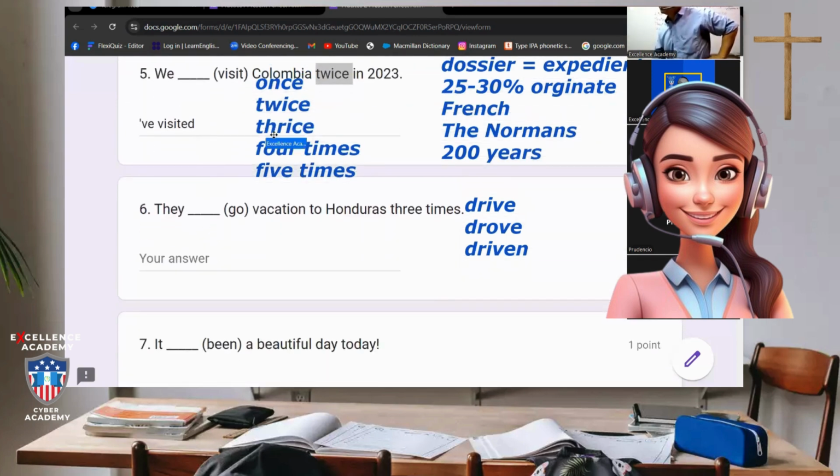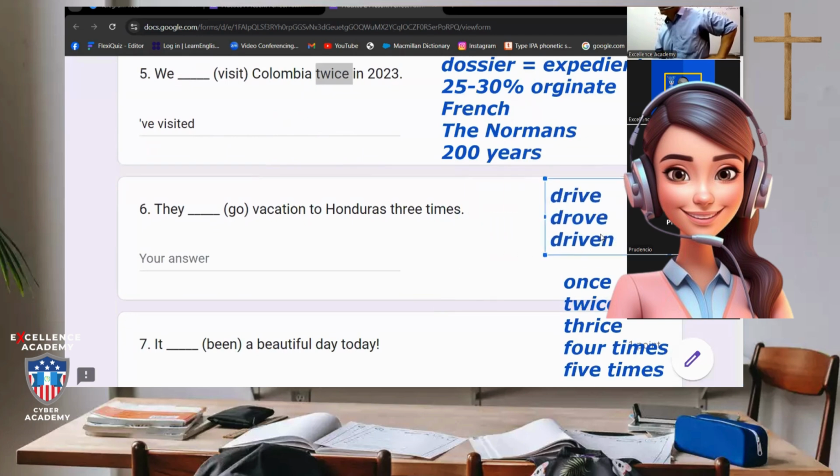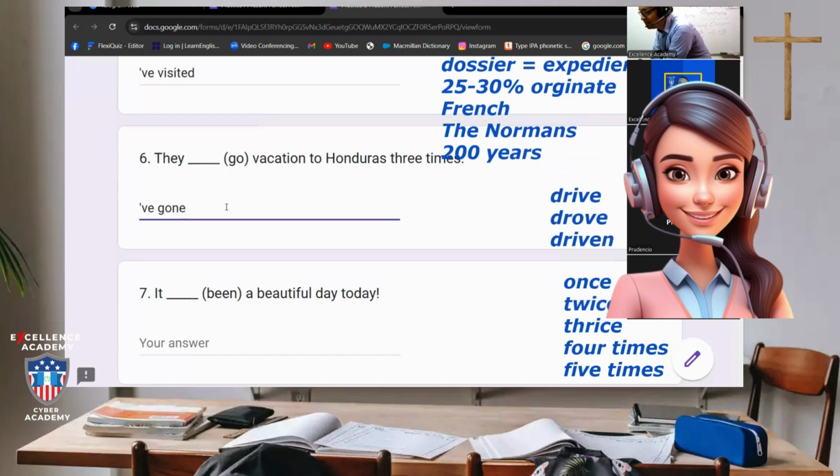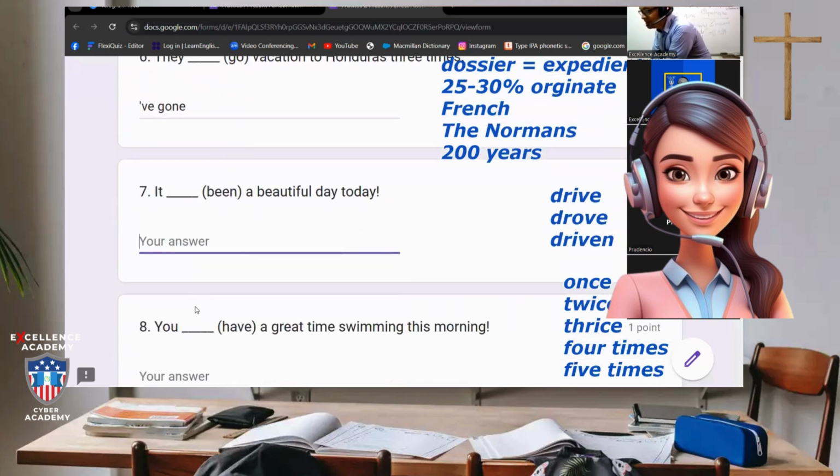Okay, let's go back here. I'll put this down here so you guys can write it. Okay, number 6. They go vacation to Honduras 3 times. So what's the contraction? They've gone. The O changes. Listen to the O. Gone. They've gone. That's right. Number 7. It been a beautiful day. What's the contraction there? It's been. Oh, I just like how that sounds.